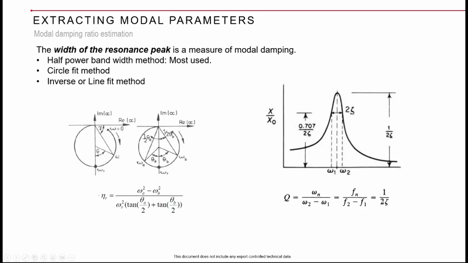Okay, Q is always 1 by 2 zeta, the amplification factor. Now the expression here is Fn by (F2 minus F1). When you use this, you will get the damping. So the wider the curve, that is, if the response is much wider, that indicates that the damping is more. If it is very sharp, then it indicates that the damping is very low, so the response in your system would therefore be very high.